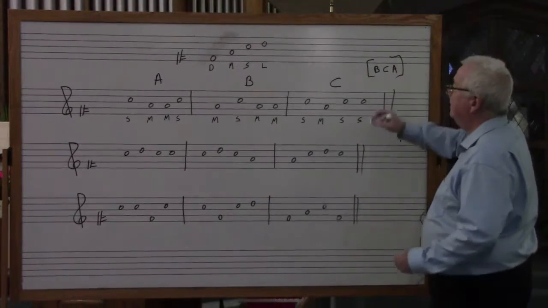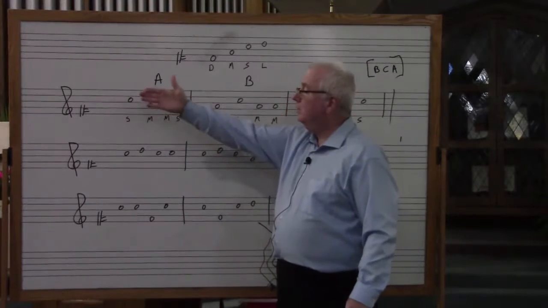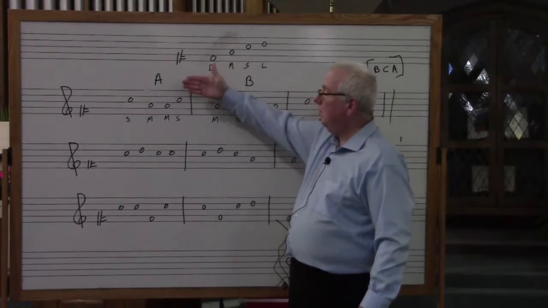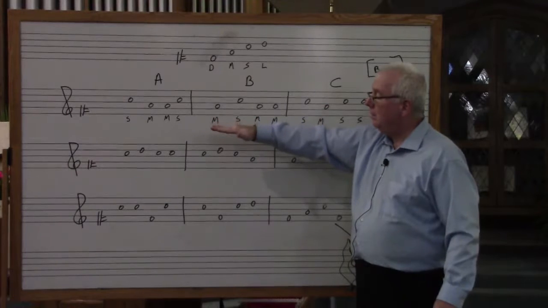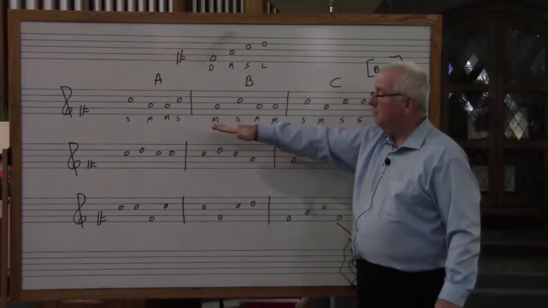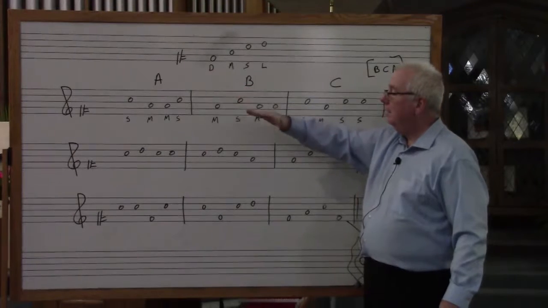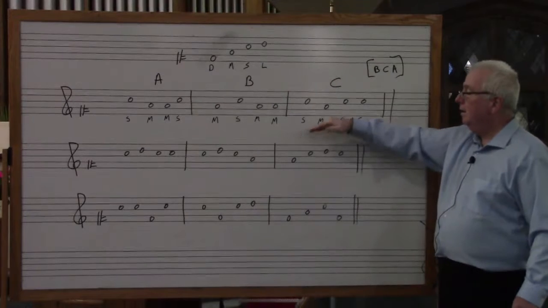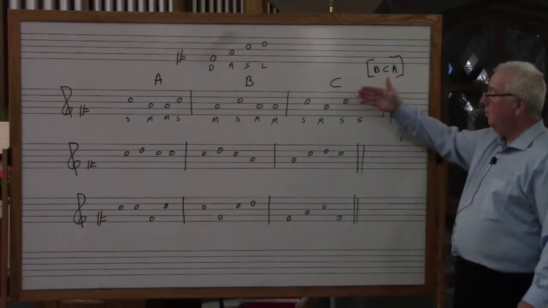Let's practice hand signs on that. From the beginning, let's do A. It would be so, mi, so. B, let's practice mi, remember? Mi is like a pancake. So, up in the air, thumb up in the air. Pancake, mi. And then so, mi, so.